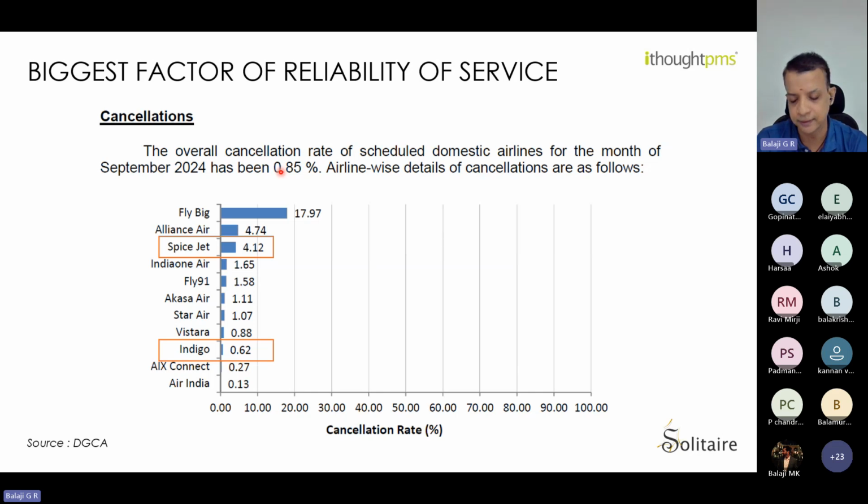If you look at SpiceJet, it is close to 4 flights, and for Indigo, maybe 1 flight in 140 gets cancelled. The lesser the number, the better. This gives you confidence that the vehicle will take off. Maybe there could be a time lag, but it will take off. I think that's where a lot of trust has been built over a long period of time.